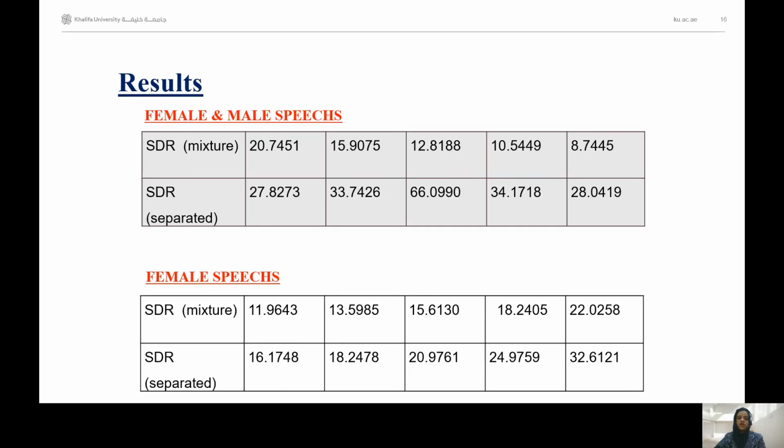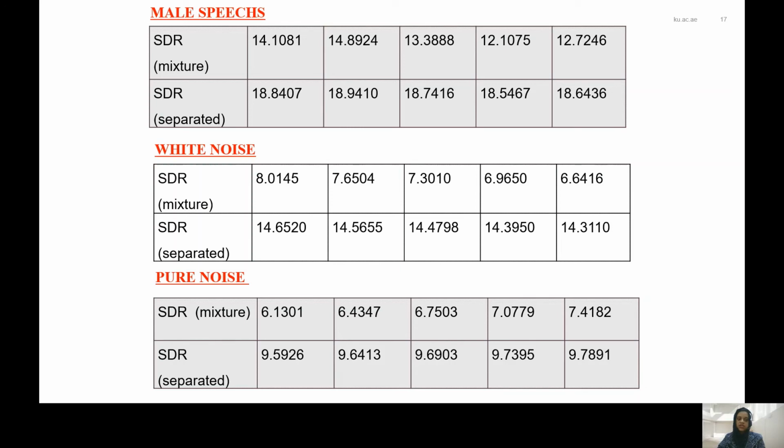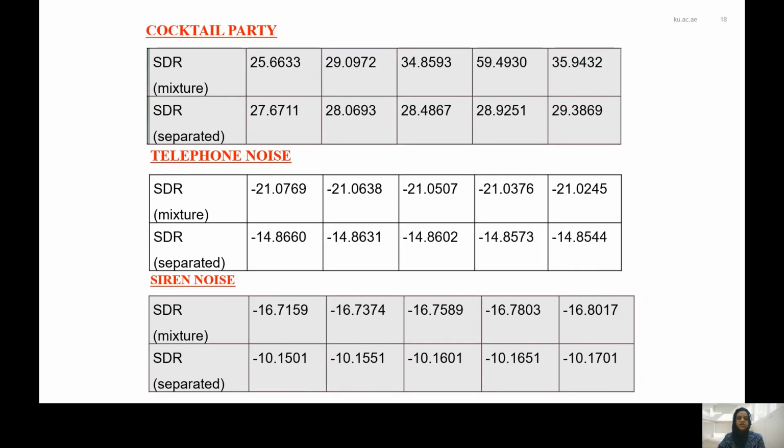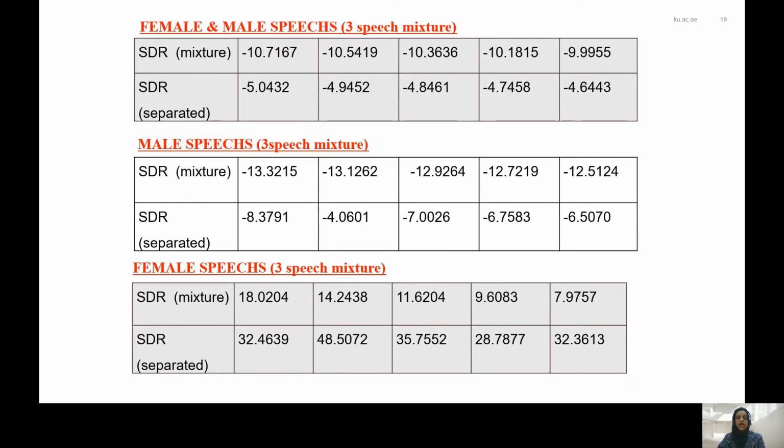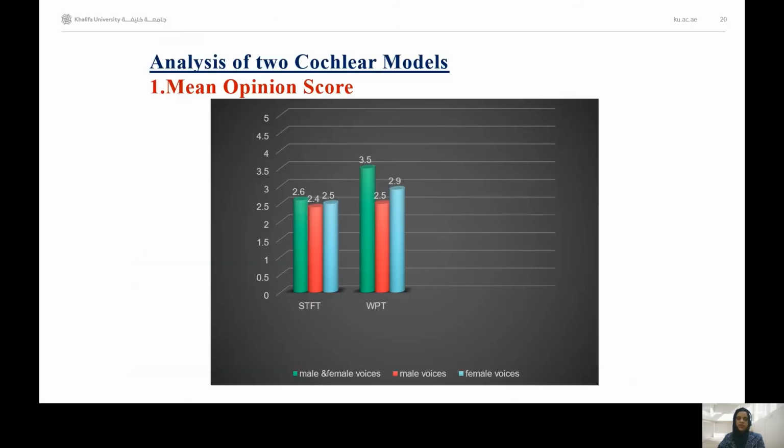These are the results obtained from the examinations using various noises such as female and male speeches, female speeches, male speeches, and other noises such as white noise, pink noise, cocktail party noise, telephone noise, siren noise, and three speech mixtures as well. Next is the analysis of the cochlear filter banks. First is based on the mean opinion score. The mean opinion score measures the perceptual quality of the proposed system from the audience score. From the results, it is clear that the wavelet packet transform possesses a better score than the short-time Fourier transform.